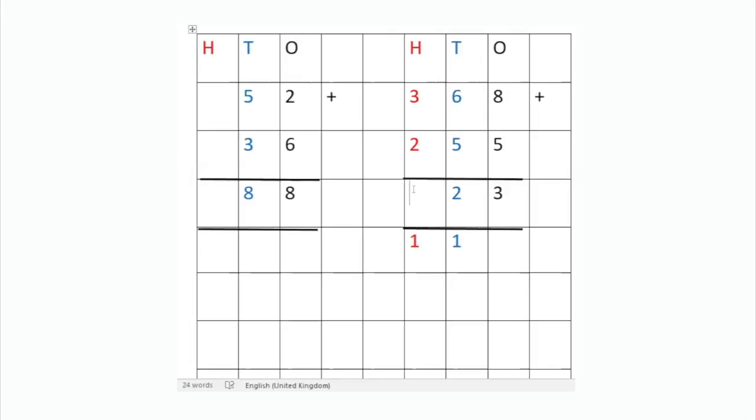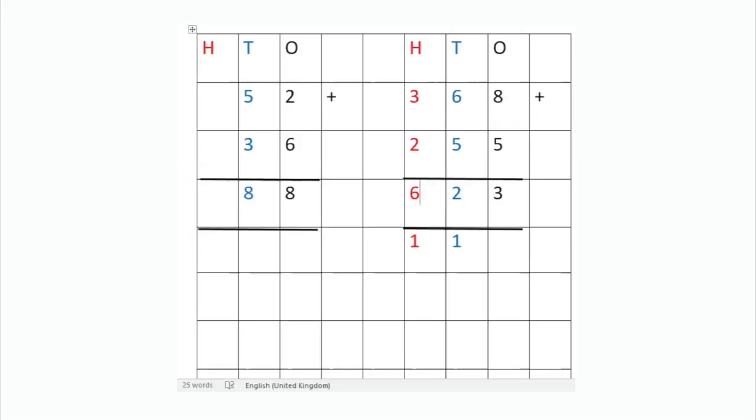Then I've got my hundreds column. So I would do this time 3, add 2. Don't forget this one below again. Add 1. So 3 add 2 gives me 5. And then 5 add 1 gives me 6.